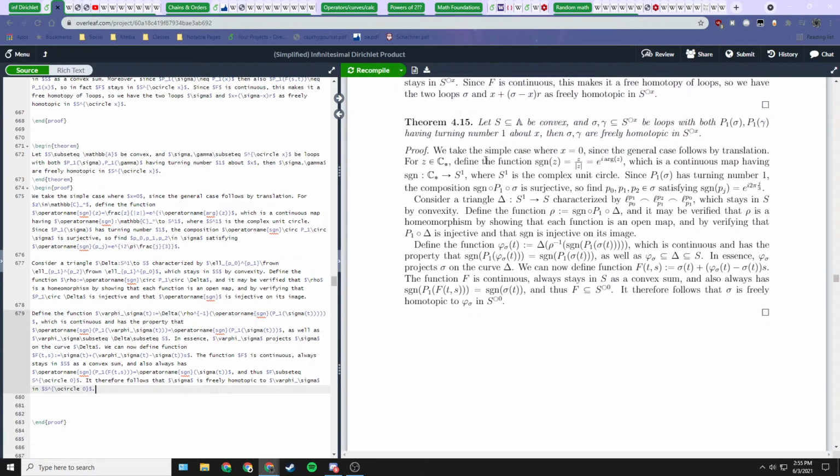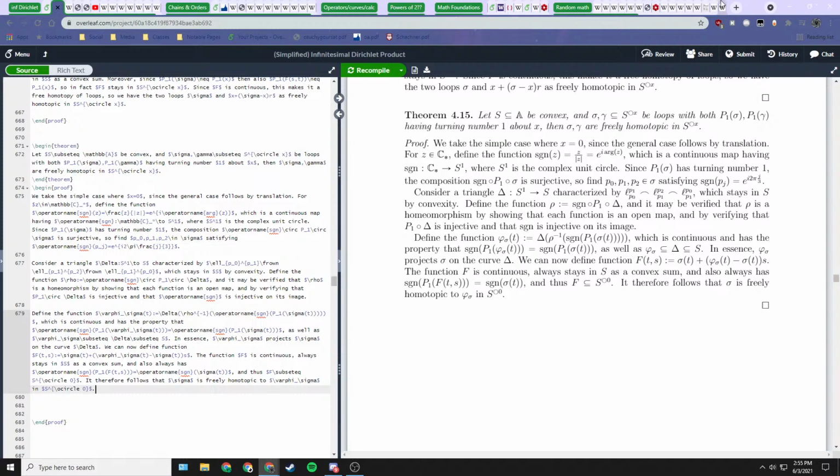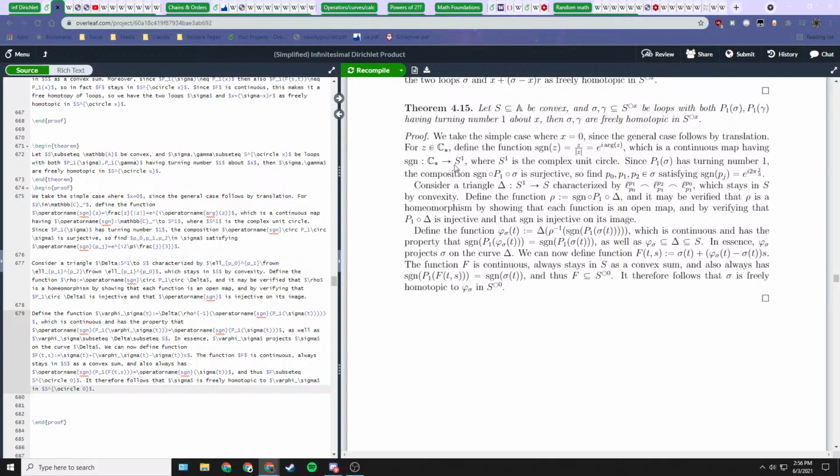So the way that we're going to do this is essentially we're building up to a projection of our functions onto a triangle, which has a certain particular property. So take the simple case where x equals 0. For each z, a non-zero complex number, define this sign function, sgn, as z divided by the absolute value of z. You could say this is e to the power of i times the complex argument of z. So essentially it's just the polar direction. This is a continuous map which maps C star to S1, where S1 is the unit circle, identified as the complex unit circle.